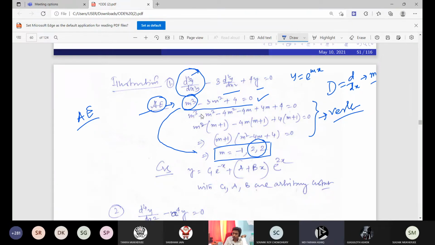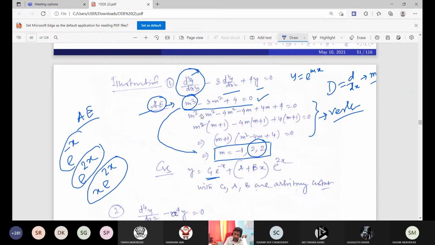So the distinct one is no problem. You can find one solution will be e to the power minus x. Now what about these 2? M is 2, and that appears 2 times. So another solution will be e to the power 2x. But what about the third independent solution? That will be e to the power 2x into x. Then consider the combination of all of them to get the general solution.